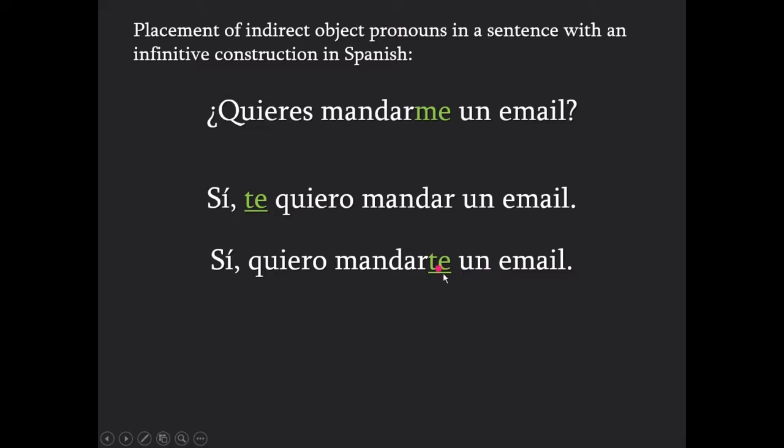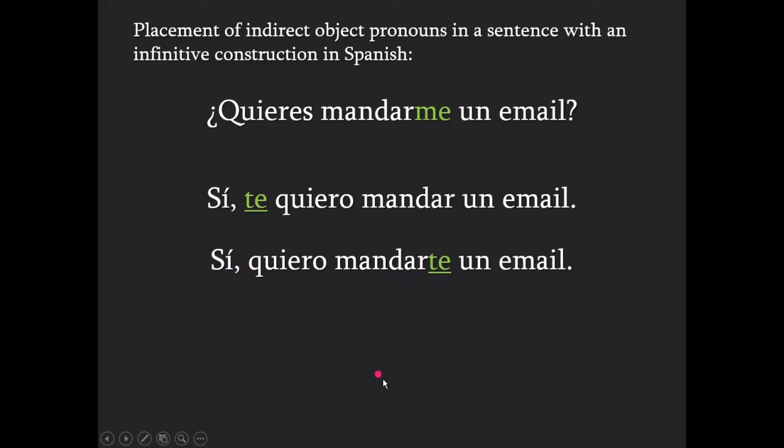If you choose to put it on the end, notice that it is attached directly on. It's like one word. You attach it right onto the end of the infinitive. And so both ways are correct. There's not one necessarily that's more common than the other. You can say it either way. Sí, te quiero mandar un email, or sí, quiero mandarte un email. Both of those are correct.